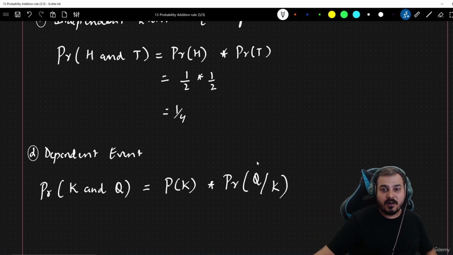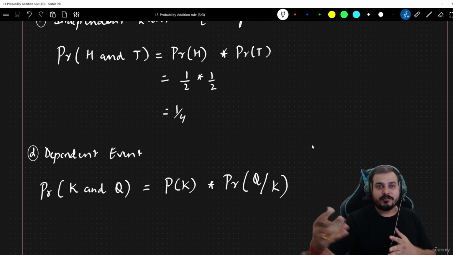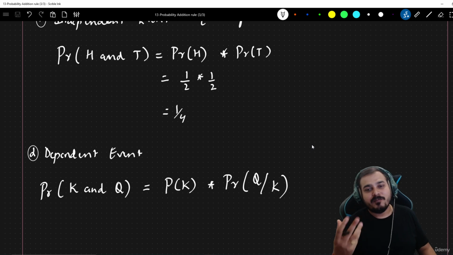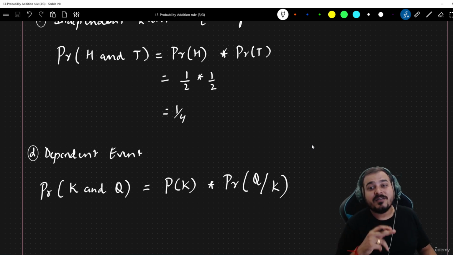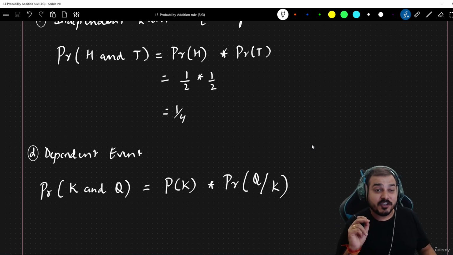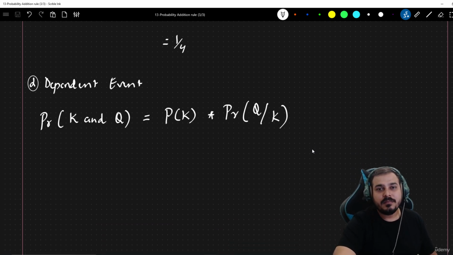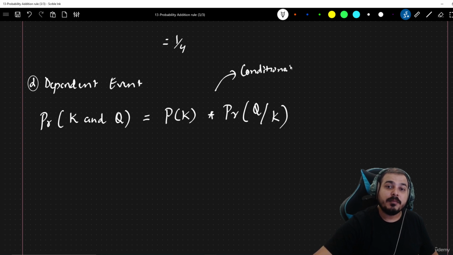This particular formula is also called Bayes theorem. So this is the idea towards Bayes theorem. There's a machine learning algorithm, naive Bayes, and we will be using this kind of formula there also. That is the reason why I'm teaching you about this dependent event. Later on, when you learn about the naive Bayes theorem in machine learning, you'll be seeing this. This is also called conditional probability.